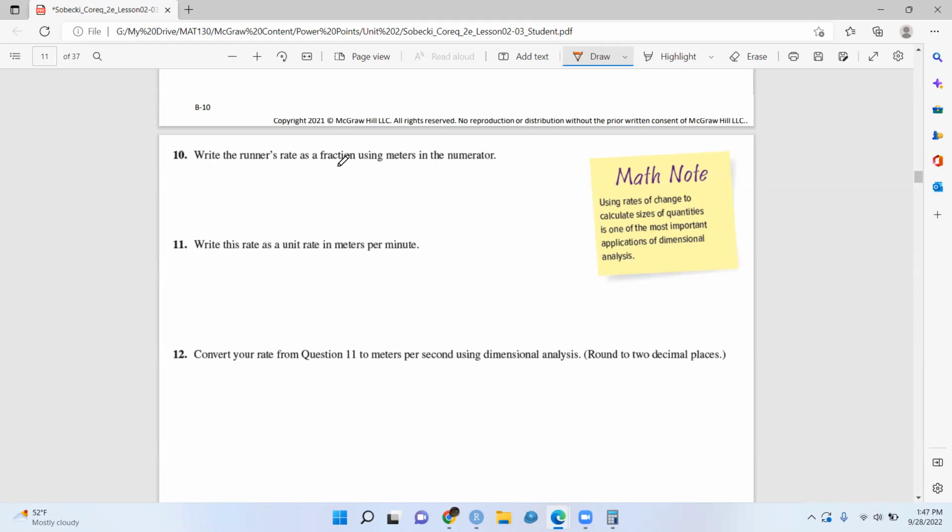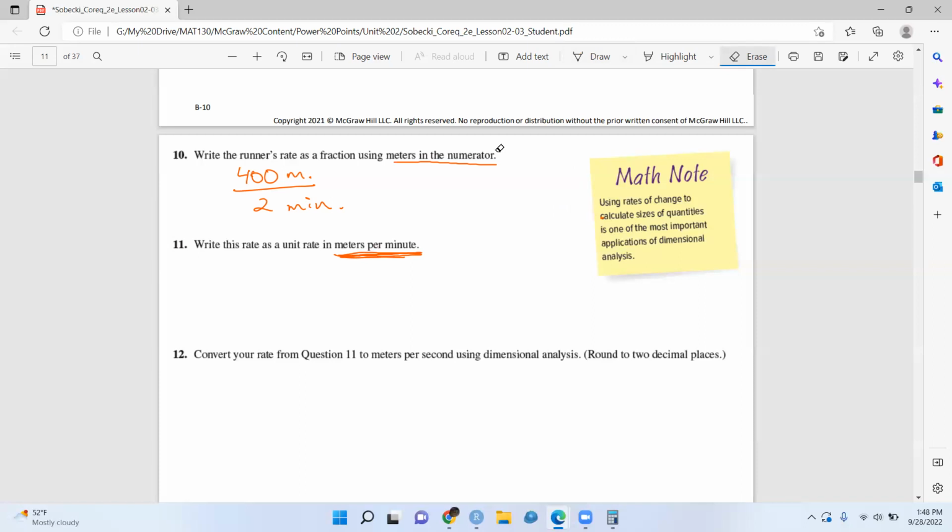Notice it says write the runner's rate as a fraction using meters in the numerator. In other words, what we want is meters per minute. That's typically the language you're going to run into. So it's 400 meters per 2 minutes. Now look at these unit abbreviations. They're super similar, so be careful. Meters, minutes, and miles all start with the same letter. If you think you're going to confuse those, write out the full words to keep track of what's what.